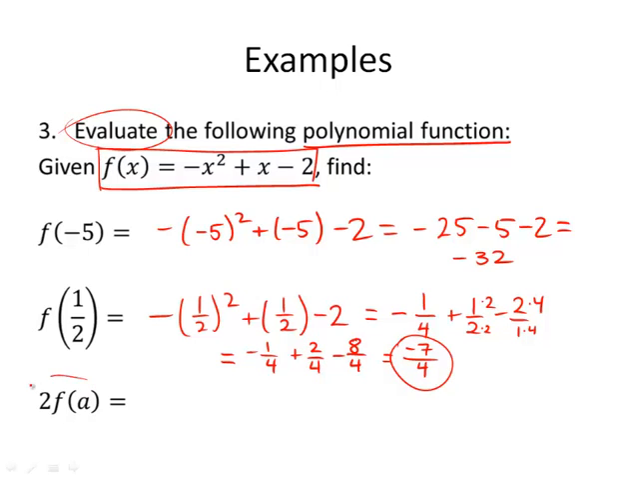Now this one here, you might be a little puzzled by. It says 2 times f of a. Now what is f of a? F of a would be replacing every single x with an a. And it's 2 times that whole thing, which is negative a squared plus a minus 2, which is, let's distribute that, that would be negative 2a squared plus 2a minus 4.